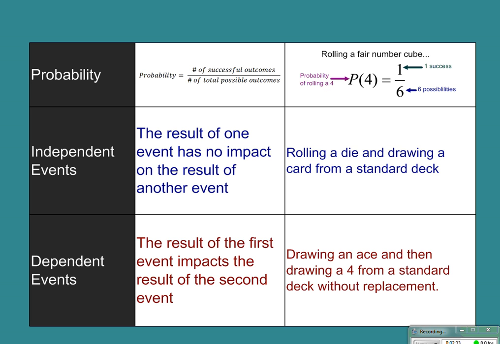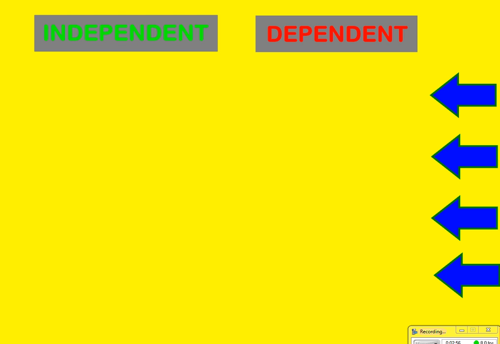Dependent events means one is going to affect the other. Some of the key words are going to be "replacement" or "without replacement." Those are going to be kind of your key points. So if you see replacement, you think independent. If you see without replacement, that's going to be dependent. All right, and the way you do that is you're going to calculate what happens once the first event occurs.